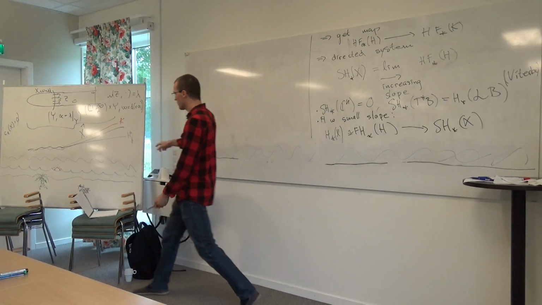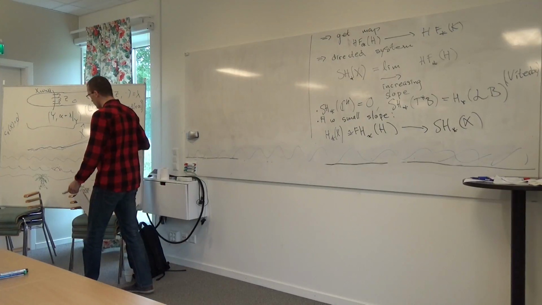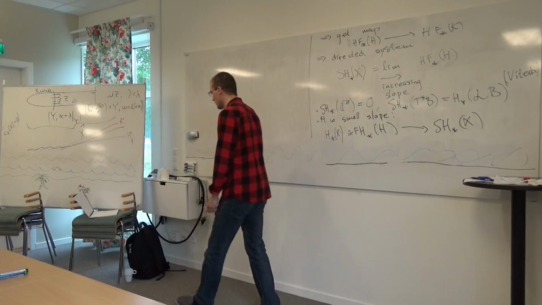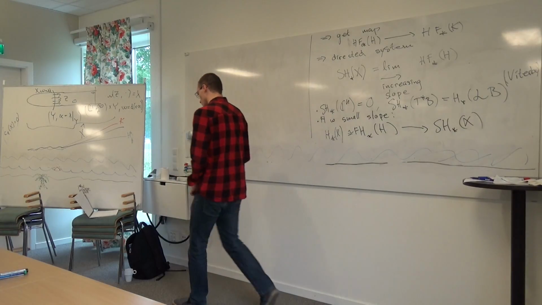Since if it's small, you have no Reeb orbits. Sorry, if it's small slope, you have no Reeb orbits. If it's small, this is an inductive ladder. Okay, what else?